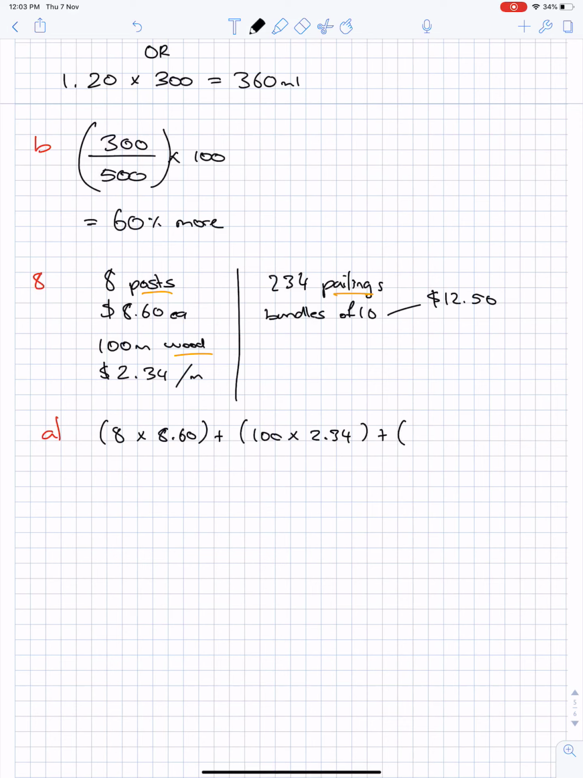plus, now this is a bit of a tricky one, because you have to buy these palings in bundles of 10, so you have to buy 240 of them, so you can use 234. So they come in bundles of 10, so you kind of have to do 234 divided by 10, which is 23.4, but you can't have 0.4 of a bundle of palings, so you need 24 bundles times $12.50.